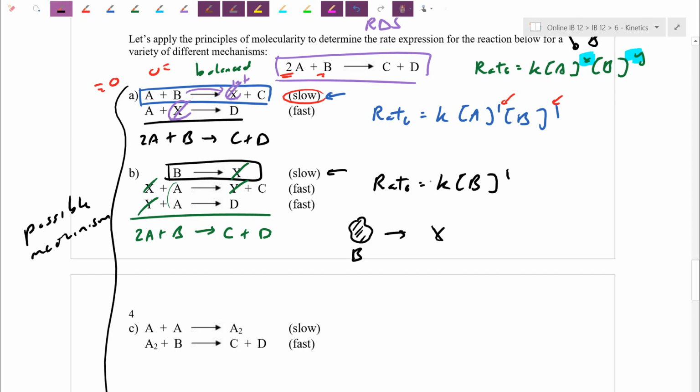But again, if I have this rate order, that was not borrowed from the balanced coefficients. The balanced coefficient would have actually said A squared. In fact, if I really wanted to put it in, we figured out from this proposed mechanism in part B, A is actually to the power of 0. Hopefully this helps explain how come some things are actually to the power of 0.